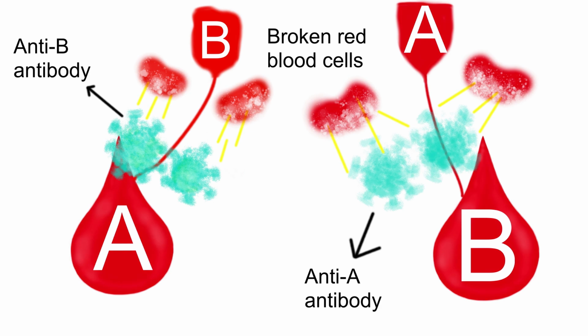If someone with blood type A receives blood type B, the red blood cells in the donor's blood will be destroyed by antibodies in the recipient's serum. Similarly, the red blood cells of blood type A will be broken down by anti-A antibodies in blood type B. In this situation, the blood transfusion will fail. Transmitting the correct blood type is crucial.